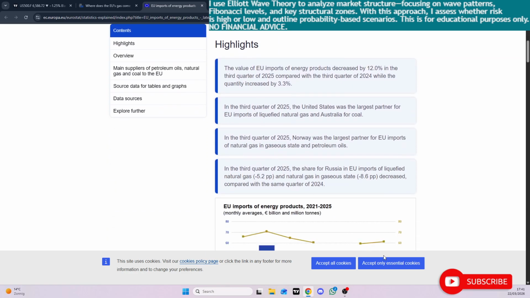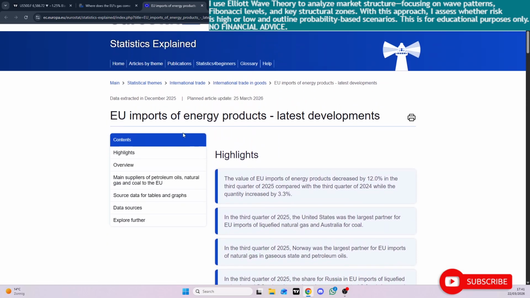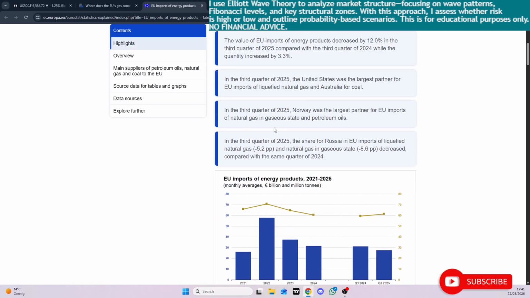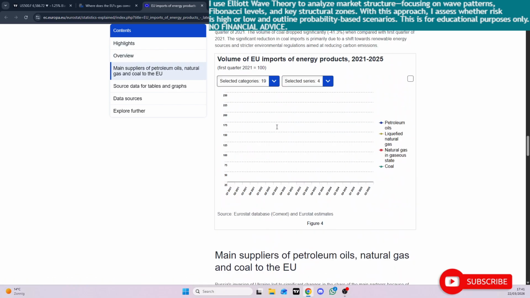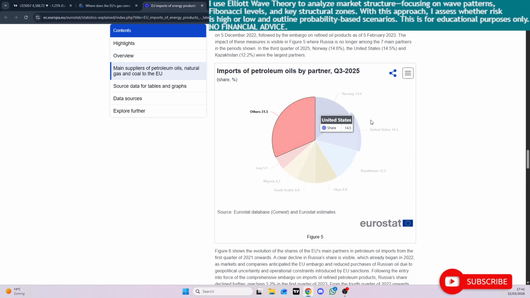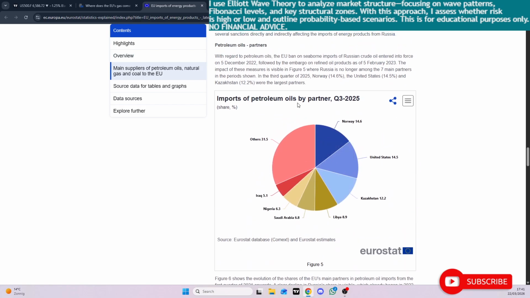Same then. Wait, what was this website? Because it's been a few hours since I got these links. This one is on oil, I think. Not on gas. And also here you can see imports of petroleum oils in Q3 of 2025. With regards to petroleum oils, the EU banned.